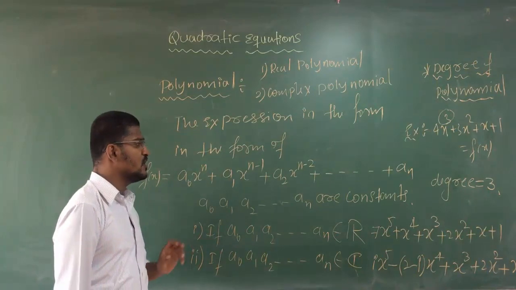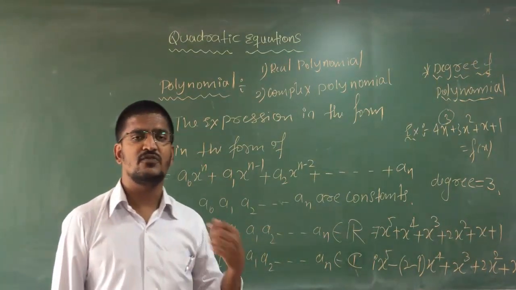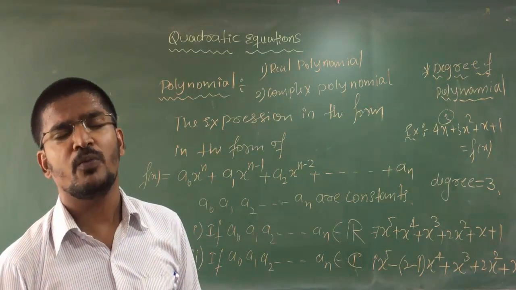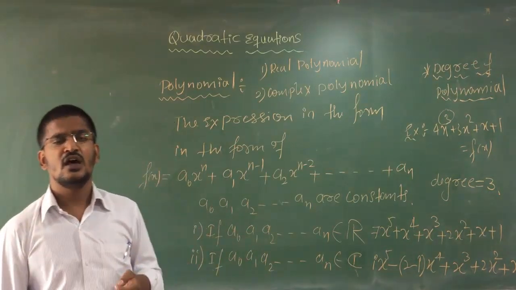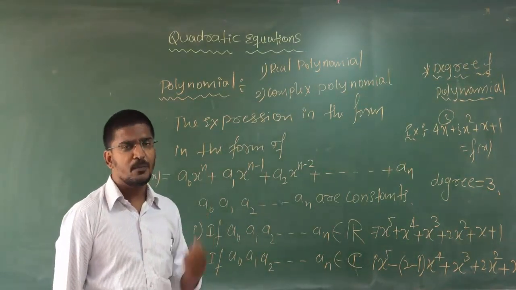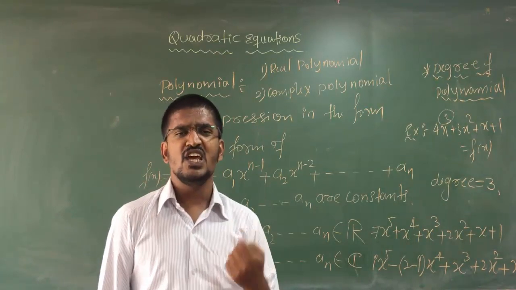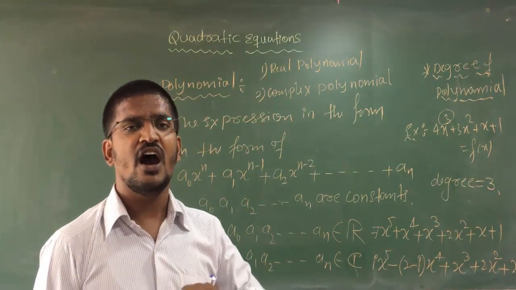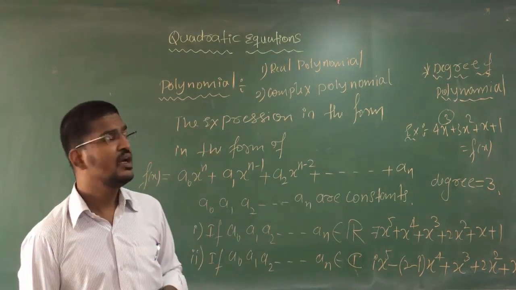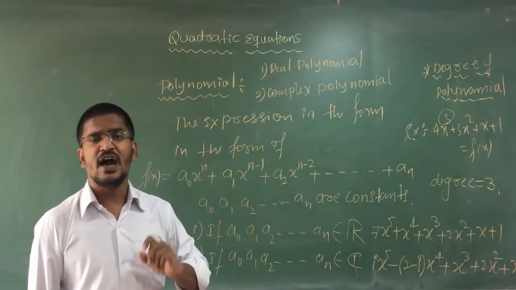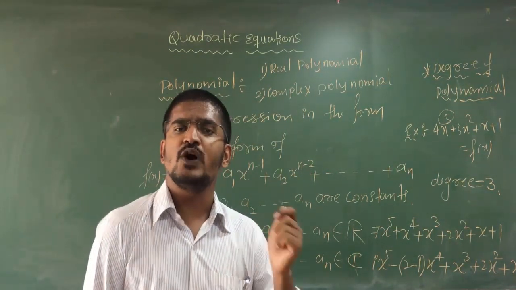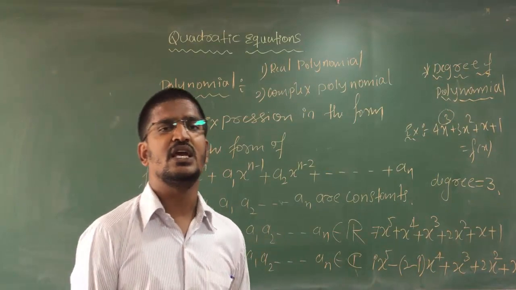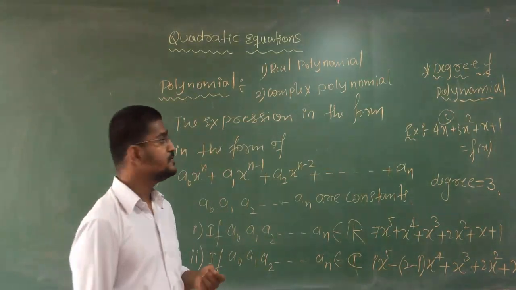That is called a polynomial, real and complex. If the constants are real, it is a real polynomial. If the constants are complex, then it is called a complex polynomial. And the degree of the polynomial will be the highest power of your polynomial, that means the highest power of the variable. That will be the degree of the polynomial.